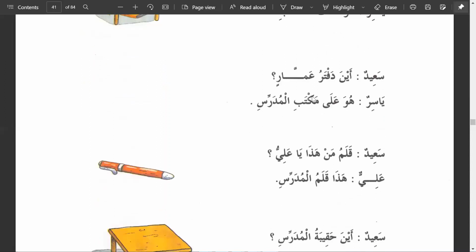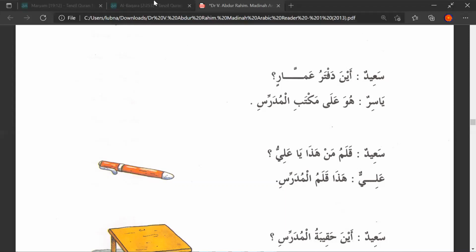Now we go to the next sentence. Sa'idun: Aina daftaru Ammarin? Aina daftaru Ammarin. Aina means where. And daftaru, let me tell you, is the notebook or register. Okay. So Saeed asked, where is the daftaru Ammarin?